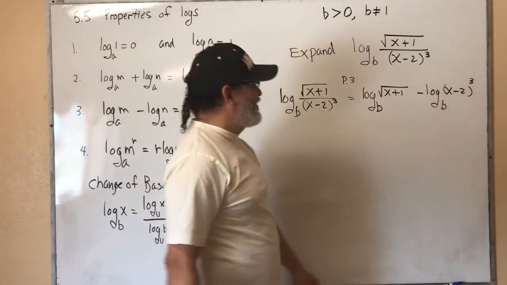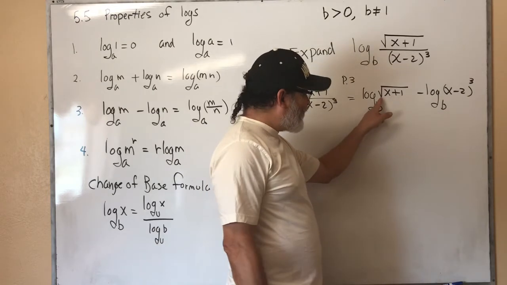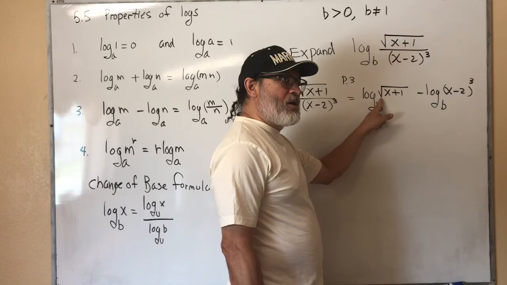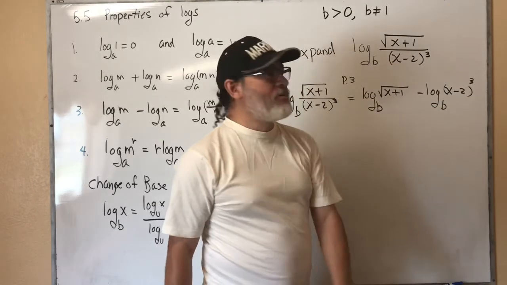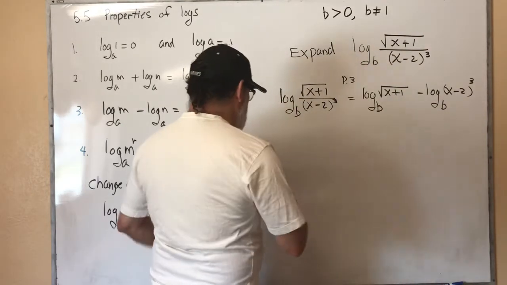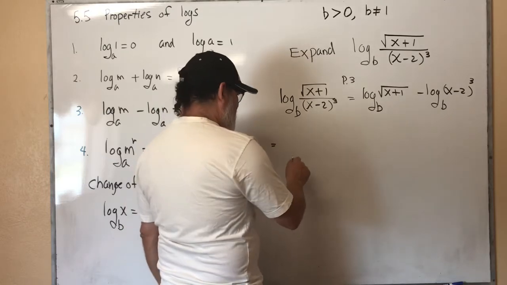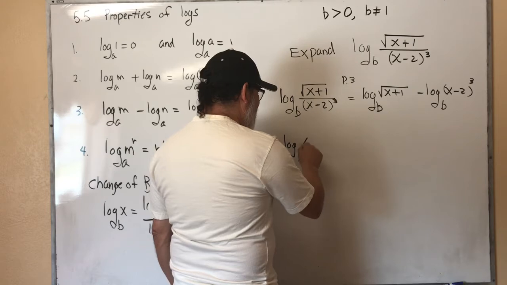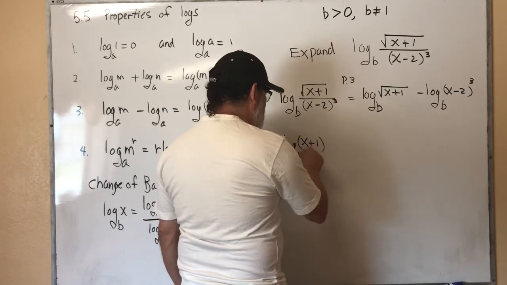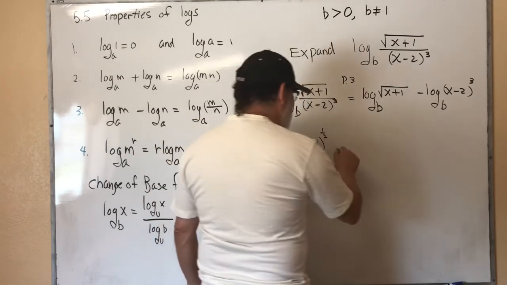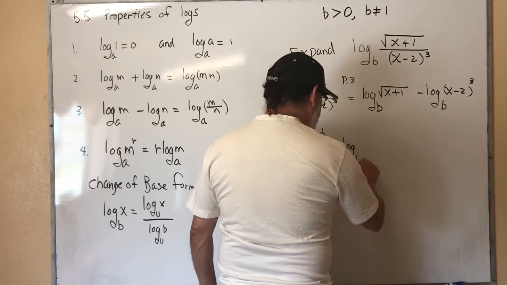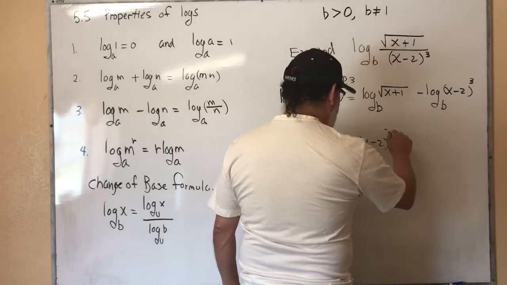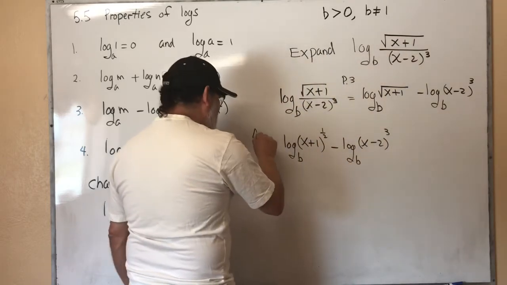Now, by algebra, we can make this radical into a power. So this equals log base b of x plus 1 to the half minus the log base b of x minus 2 to the third, and this is just algebra.